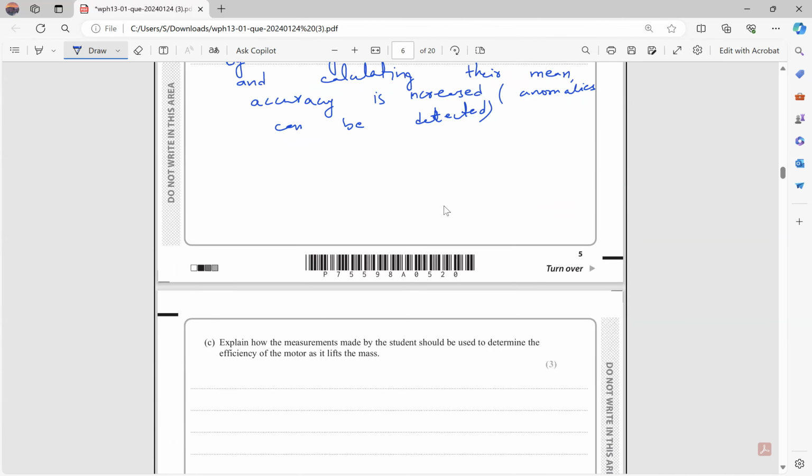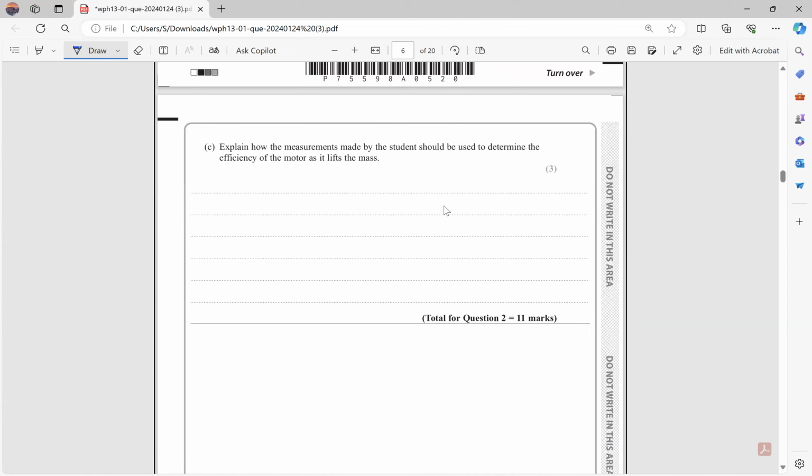All right, I hope that's clear. Let's move on to part C, the last part of this question. It says, explain how the measurements made by the student should be used to determine the efficiency of the motor as it lifts the mass. So we need to talk about the measurements the student needs to make to find out efficiency.